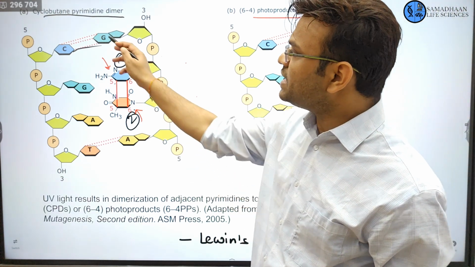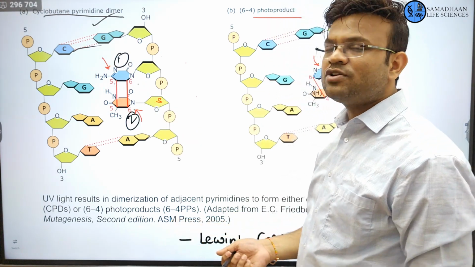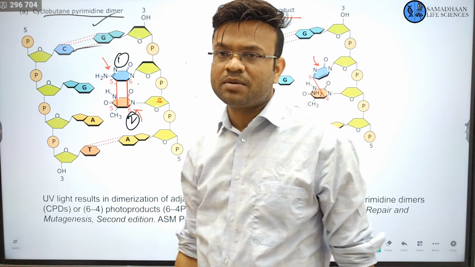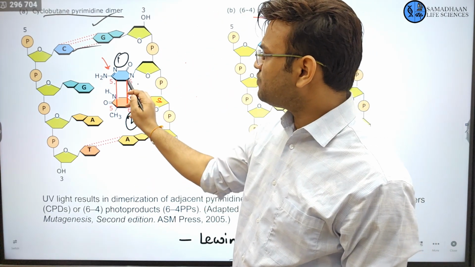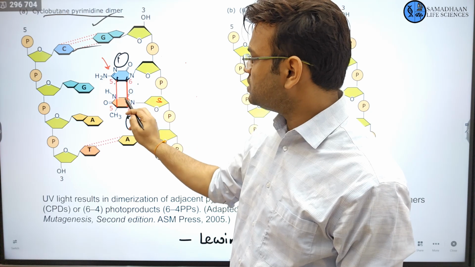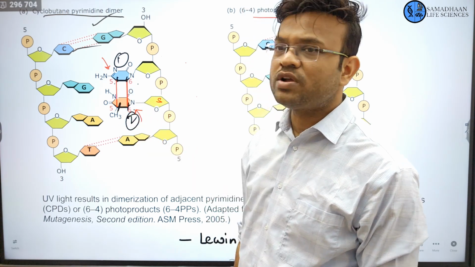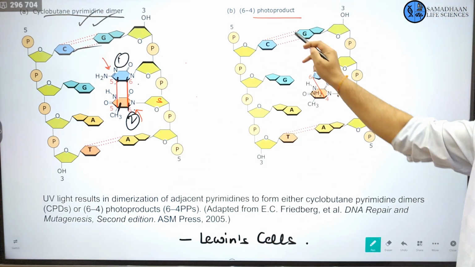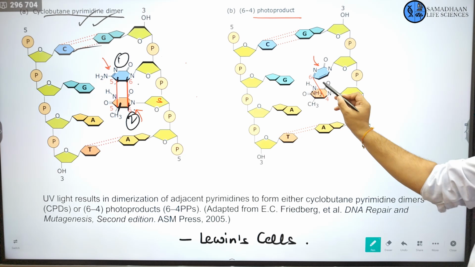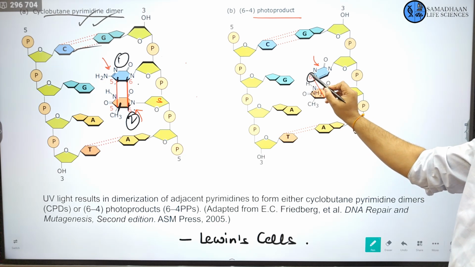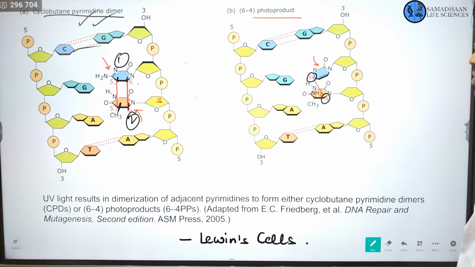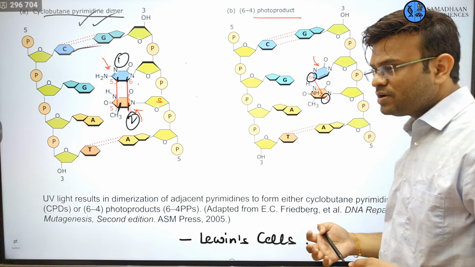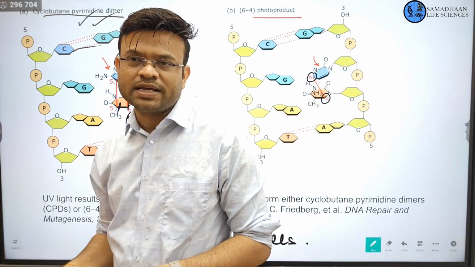So this is called a cyclobutane pyrimidine dimer. Why are we calling it cyclobutane? Because meth, eth, prop and but, that means 4 carbons are involved. So you can see this is 1, this is 2, this is 3, this is 4. So 4 carbons are involved. That is why it is called a cyclobutane pyrimidine dimer. And then the 6,4 photoproduct. You can see that the 6th carbon over here is making a bond with the 4th carbon over here. So the 6,4 photoproduct is also one kind of damage that is corrected by nucleotide excision repair.